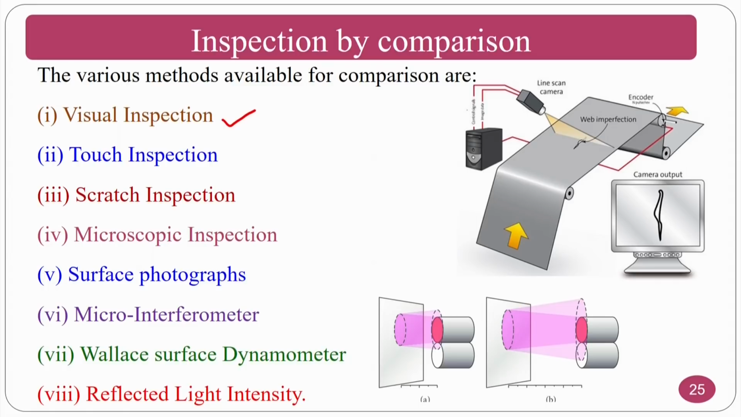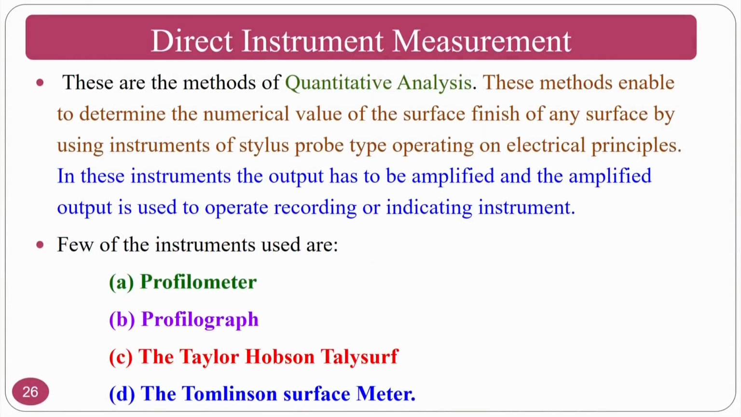But if you are looking for nano surface roughness or these types of roughnesses, this process of inspection may not work. To go to better surface roughness measurements, there are quantitative analysis methods called direct instrument methods. These determine the numerical value of the surface finish. Directly it will give you whether it is 1 micron or 10 microns.